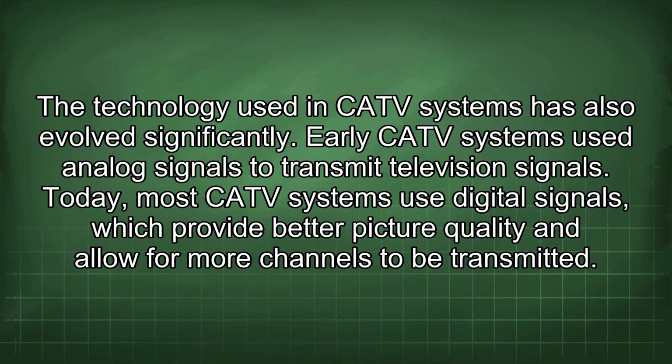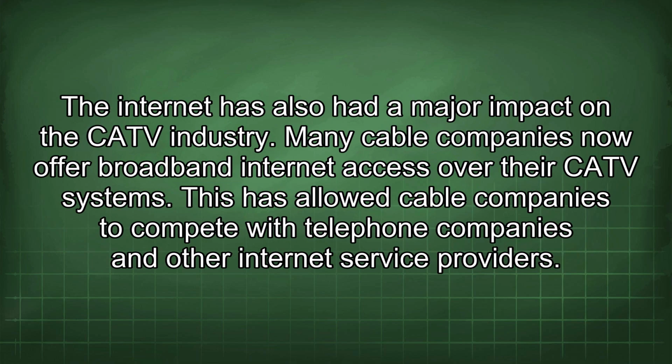Today, most CATV systems use digital signals, which provide better picture quality and allow for more channels to be transmitted. The internet has also had a major impact on the CATV industry. Many cable companies now offer broadband internet access over their CATV systems. This has allowed cable companies to compete with telephone companies and other internet service providers.